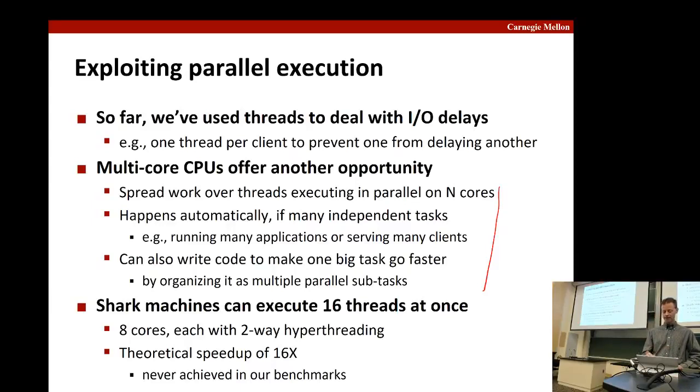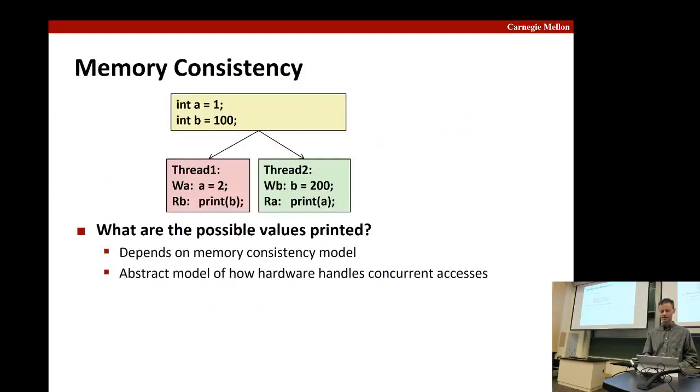Ideally, for instance, on your Shark machines, because you have 8 cores and each has two-way hyperthreading, theoretically at least, you might be able to get a speedup of 16x over single thread execution, by executing 16 threads at once, if they're all able to keep busy. Although, because of various overheads, you never exactly achieve that benefit. But you can get close with things that are highly parallel, with not a lot of coordination between the tasks.